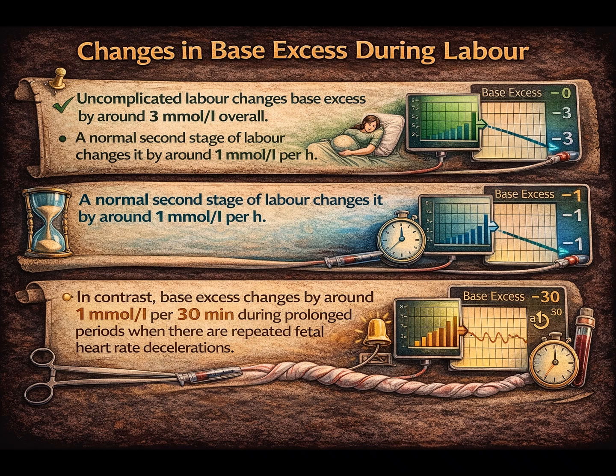Remember that uncomplicated labor changes base excess by around 3 millimoles per liter overall, while in the normal second stage of labor it changes by around 1 millimole per hour. In contrast, base excess changes by around 1 millimole per liter per 30 minutes during a prolonged period when there are repeated fetal heart rate decelerations.